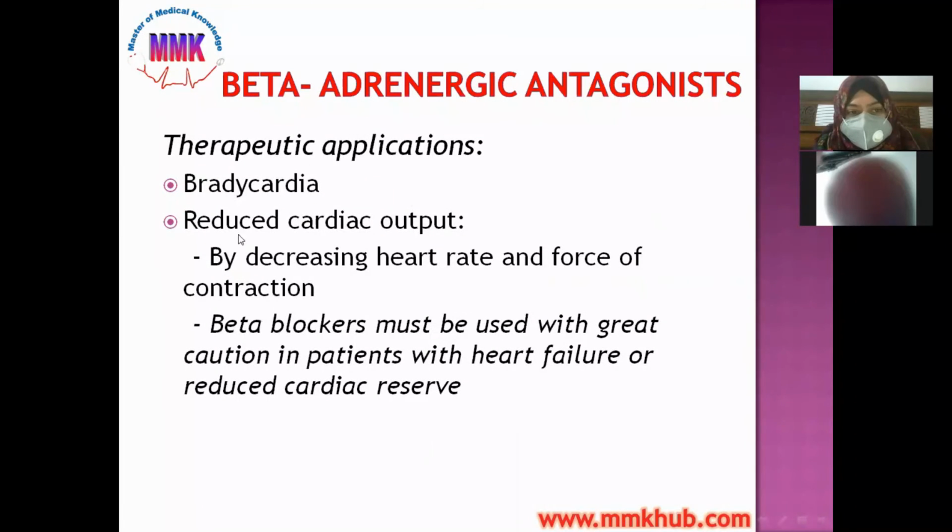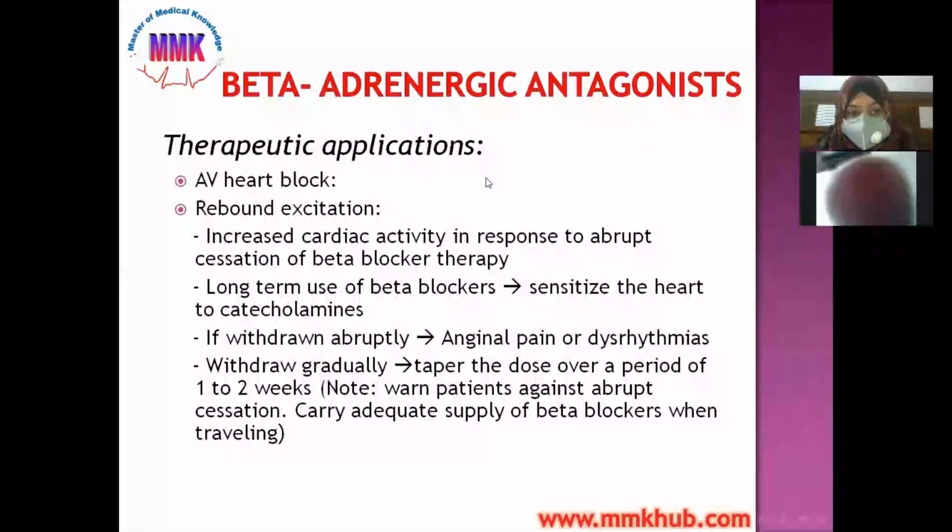As a result, there will be bradycardia and reduced cardiac output by decreasing the heart rate and force of contraction. Beta blockers must be used with great caution in patients with heart failure or reduced cardiac reserve. And it is also used in AV heart block, because in AV block, our impulses are not coming from the atria to the ventricles because of the AV nodal block. So you can use it over there.